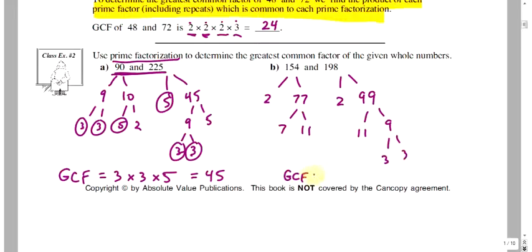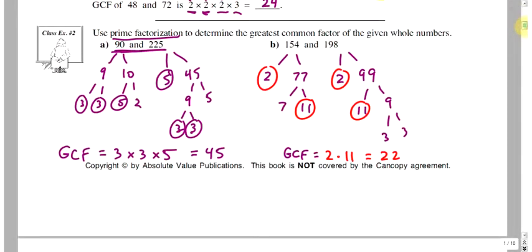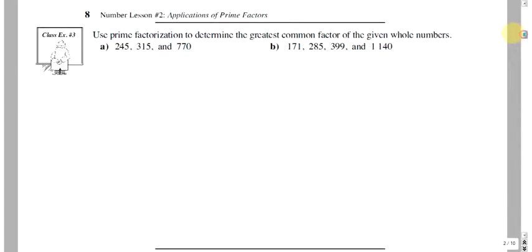How do I find my greatest common factor? I find all the numbers in both groups that are common. Let's go red. 2 is common to both groups. Times, what else do I have? 11. Any others? My greatest common factor is 22. Okay? Any questions so far? That's why we prime factorize.